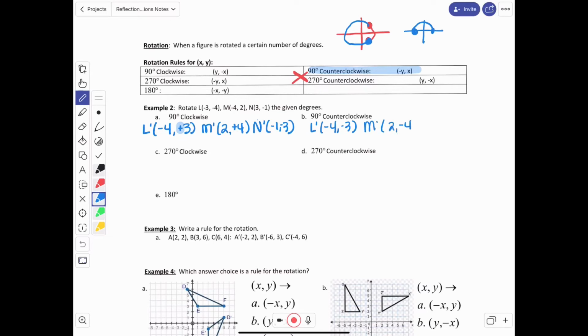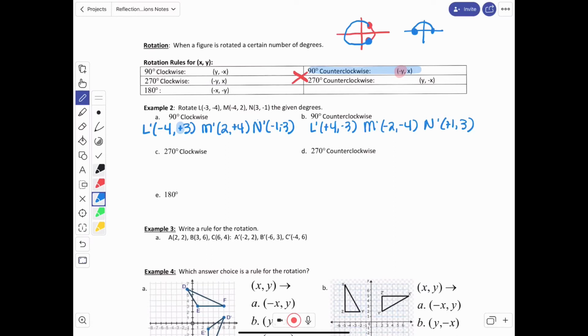2, -4, -1, 3. And notice the Y is what the sign is changing. Okay? And I meant to highlight that. The Y is what I want to change the sign of. So that means the 4 becomes positive. This 2 I want to make negative. And the 1 is what I want to be positive.